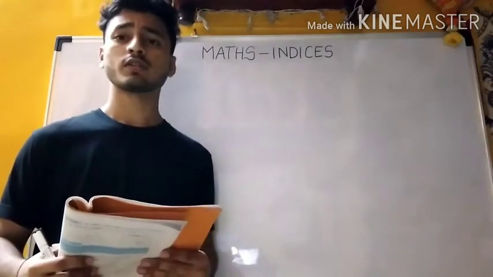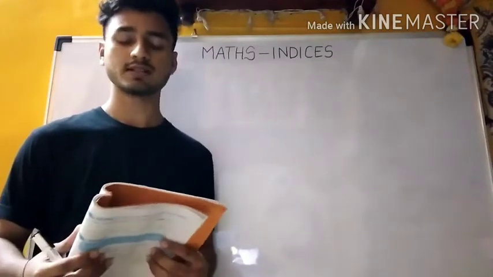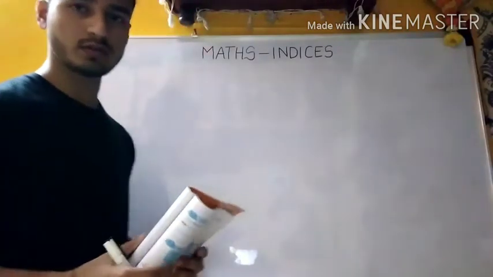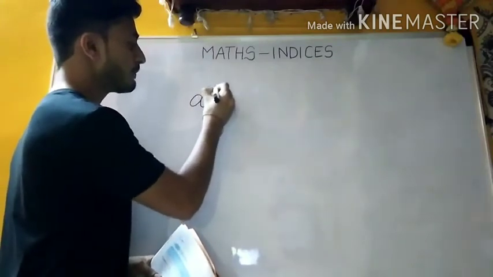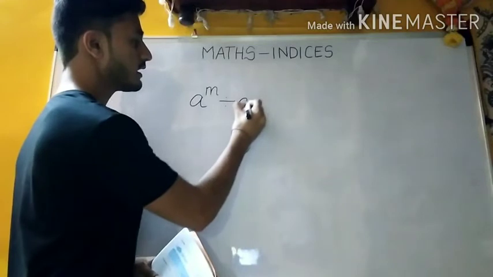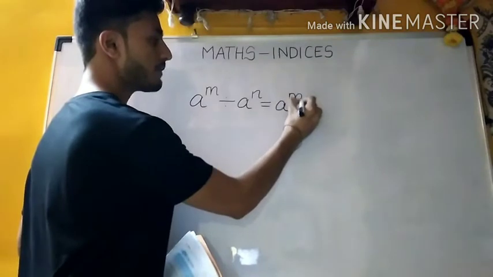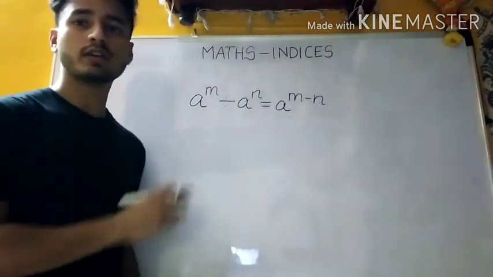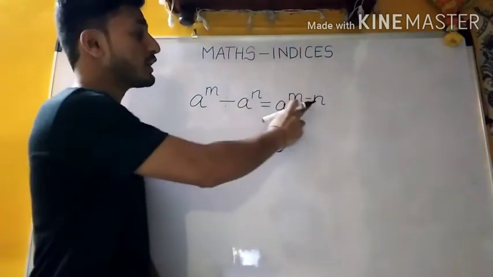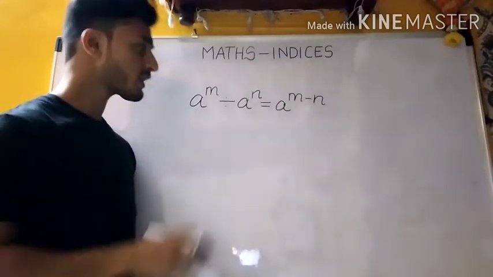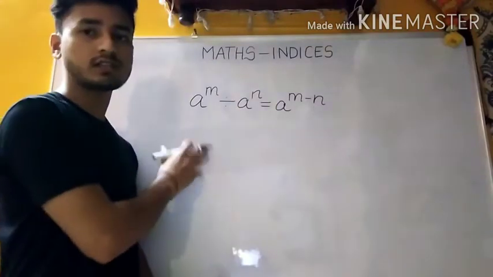Today we are going to start with exercise number 28, but before that we have to revise some of our formulas. The first formula which we are going to use is a raised to the power m divided by a raised to the power n is equal to a raised to the power m minus n. In this formula you have to remember that whenever there is a division sign we are going to subtract the powers. This formula has three cases, and we are going to discuss all three cases one by one.